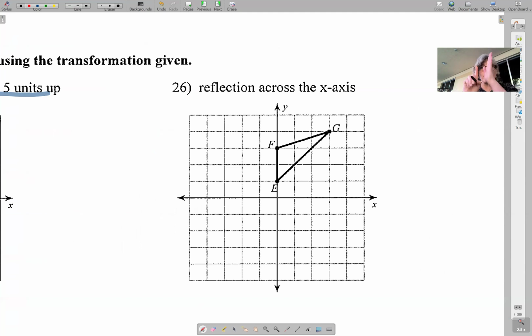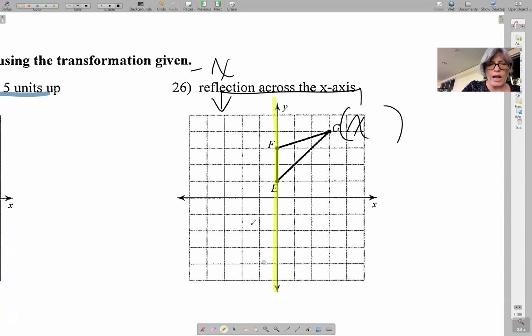Reflection across the y-axis. To reflect across the y-axis, you take the opposite of the x-coordinate. So whatever the x-coordinate is, just make it the opposite and take it to the other side. That's reflection across the y-axis.